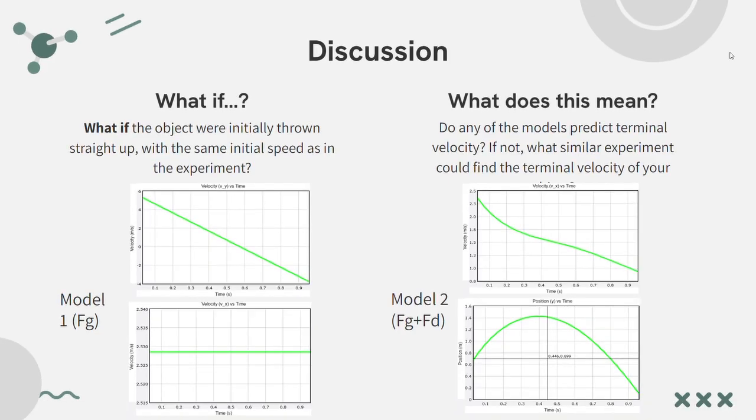For the first part of the discussion, if the object were initially thrown straight up, all the initial velocity would be in the vertical direction. The object would go higher than the original case for the same initial speed, so it takes more time to come back down. For the second question, neither of the models predicts terminal velocity. The experiment could be redesigned for the ball to be dropped from a greater height to give the object more time for air resistance to build up and balance the gravitational force, adding up to a net force of 0.